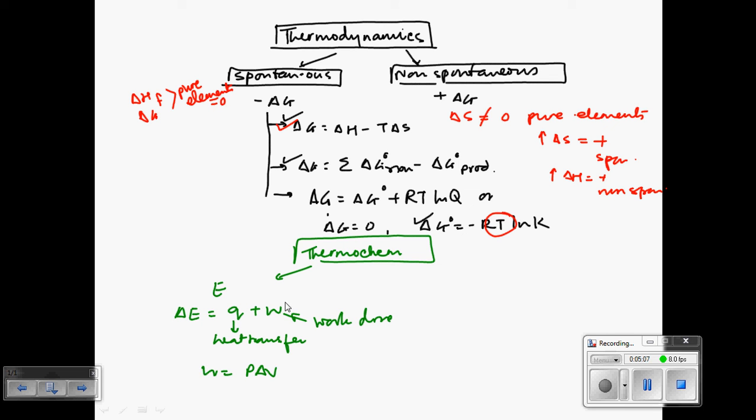So when the work is done by the system, it's negative. When work is done on the system, it's positive. When heat is given to the system, it's positive. When heat is given away from the system, it's negative.